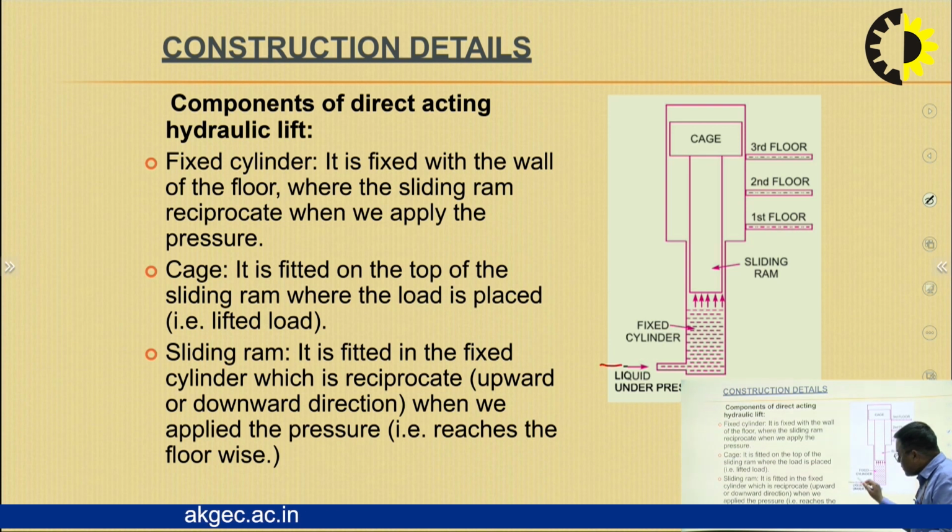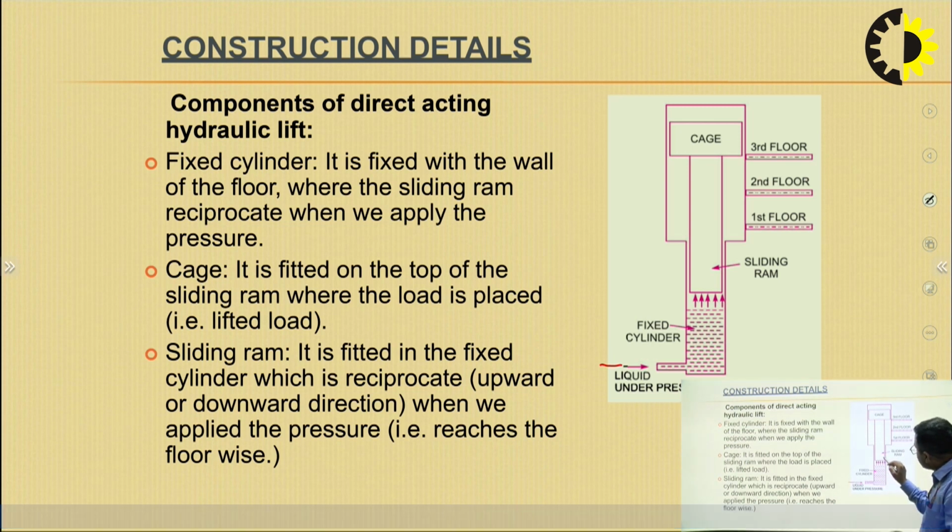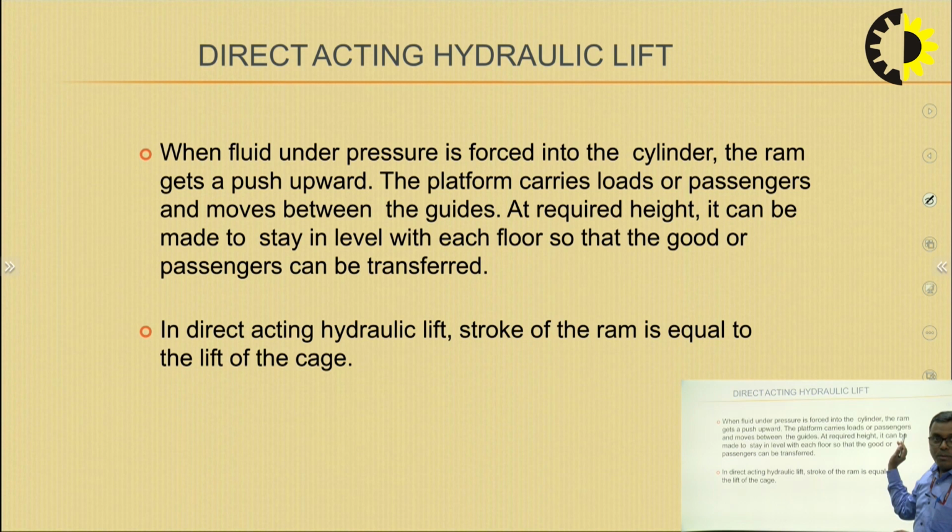So this fluid is coming from the accumulator, high pressure fluid, and this high pressure fluid is pushing the ram of the lift. So obviously what will happen when the high pressure fluid is pushing the ram, which can reciprocate in the fixed cylinder? Obviously this cage will go up, and as the pressure is reduced, this cage will come down. So this is the hydraulic application, the hydraulic lift. Now the point is very clear.